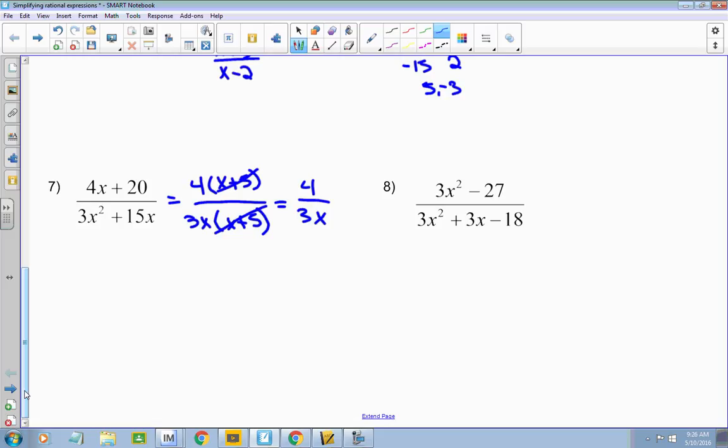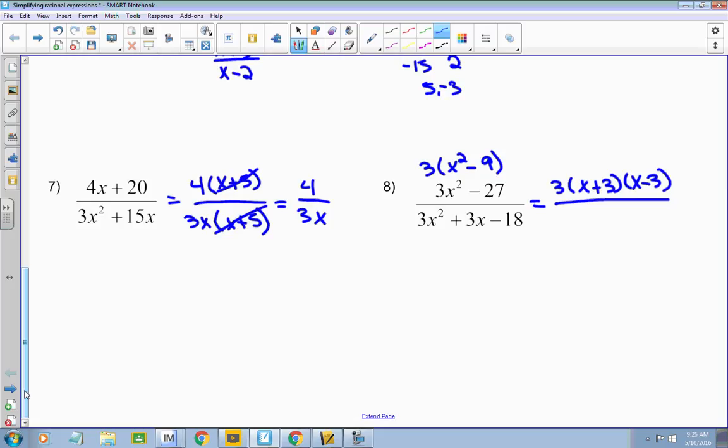Okay, now, this one could be done a couple of ways. What do we notice first on the top? We factor out a 3. Sometimes I do it right above, especially when I know there's going to be more than one step involved. I can factor a 3 out, which leaves me with x squared minus 9. And what do I notice about the x squared minus 9? Difference of two squares. So I've got 3 times x plus 3 times x minus 3. That takes care of my top.